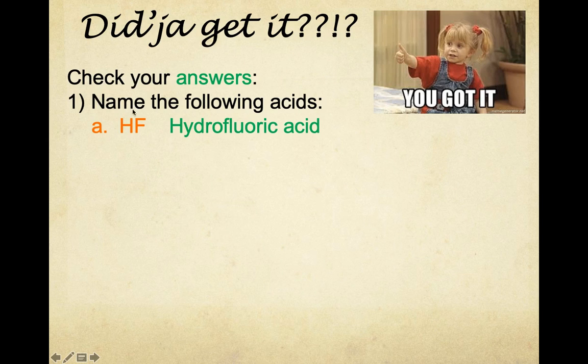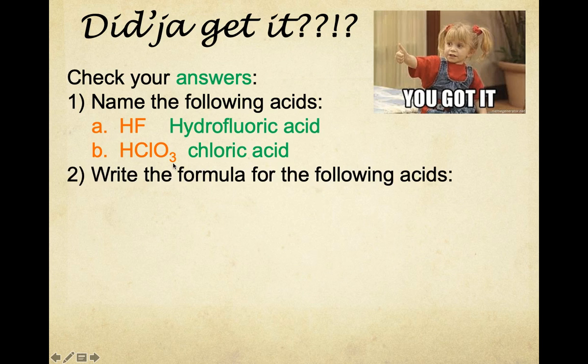So HF, there's no oxygen, so we need hydro. Fluor for fluorine, and then the ic acid because it's an acid, so hydrofluoric acid. HClO3, ClO3 is on the ion guide sheet. It's called chlorate. You chop off the ending and say chloric acid. Why is it ic acid? Because it starts with an H compound. Why is there no hydro? Because there's oxygens in the formula. So that's kind of a review of our notes so far.